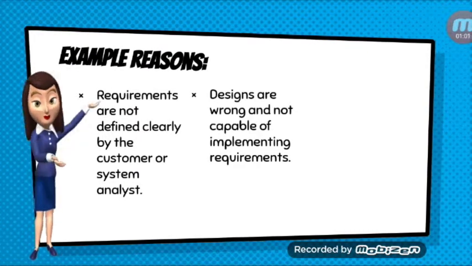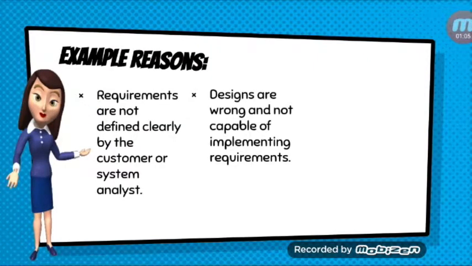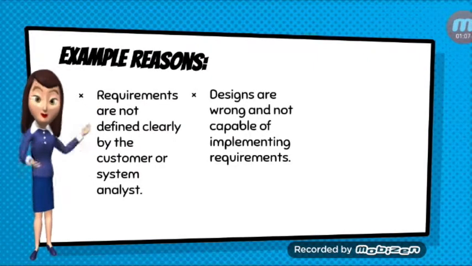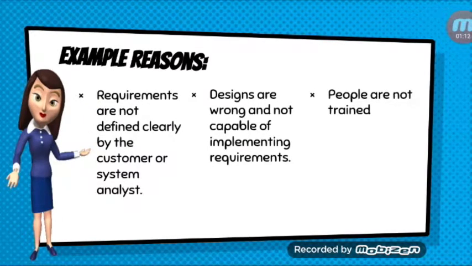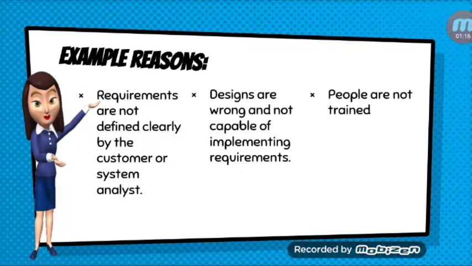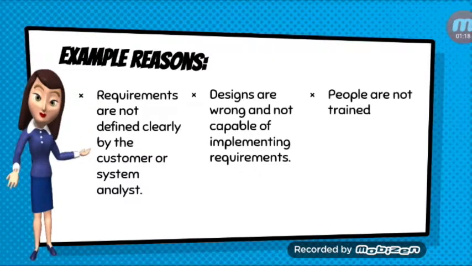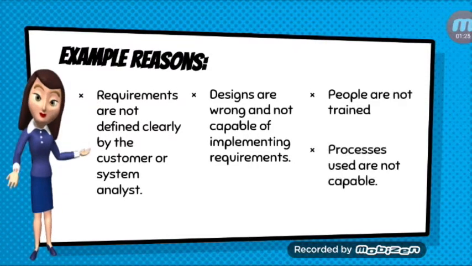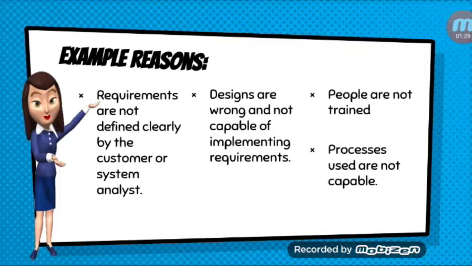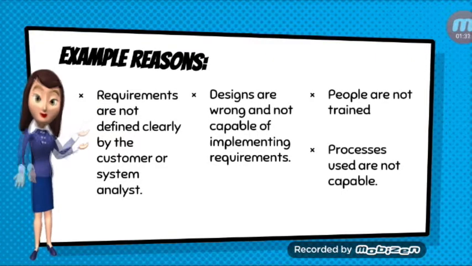Second, designs are wrong and not capable of implementing requirements. There is a missing traceability between requirements and design. Third, people are not trained. People are not trained due to their work in collecting requirements, creating designs, coding, implementing, testing, and deploying the product. People lack competency to perform assigned tasks. Lastly, processes used are not capable. They are not able to deliver the right product.